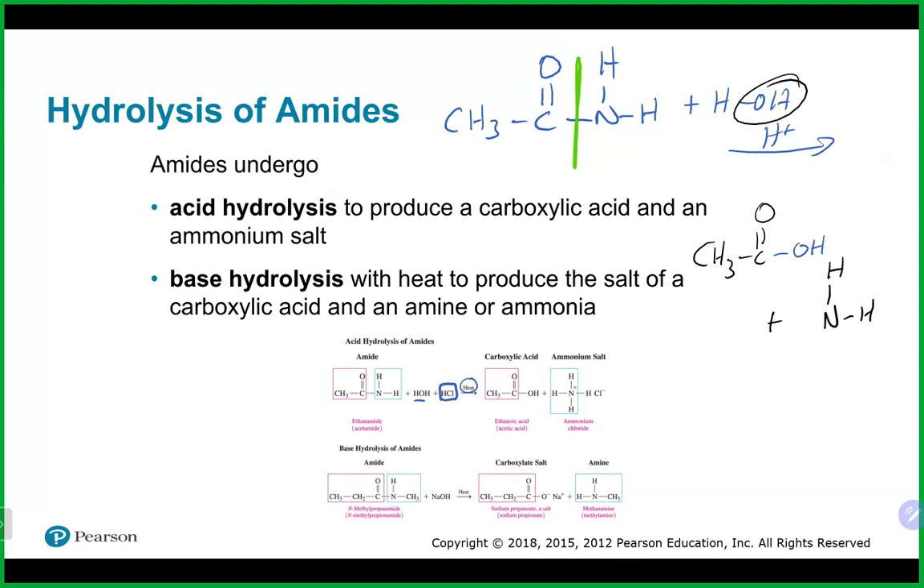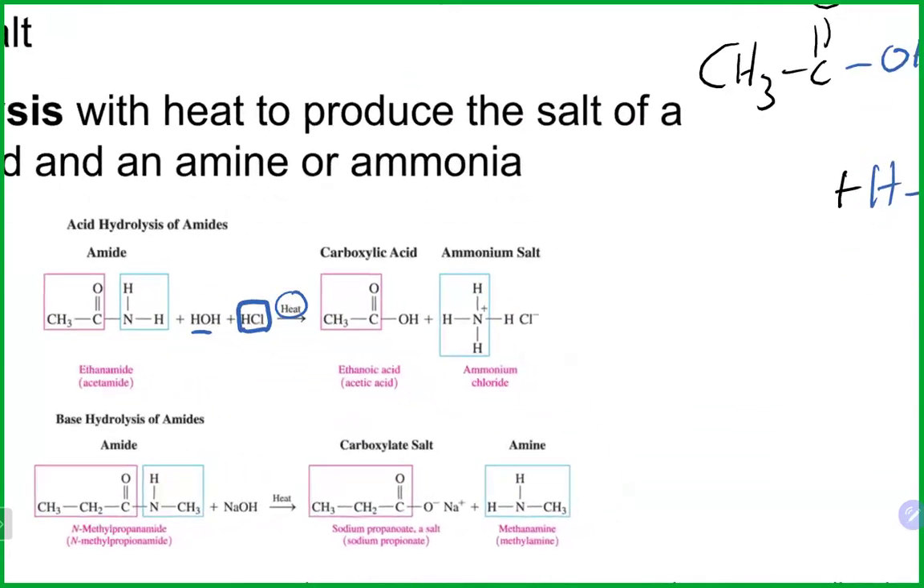At this point, we're going to add our leftover hydrogens to our nitrogen, and we're going to get actually ammonium chloride here. We're going to get kind of a salt. So we get a salt, and we do get the carboxylic acid back when we do the acid hydrolysis of it. Any questions on that one?